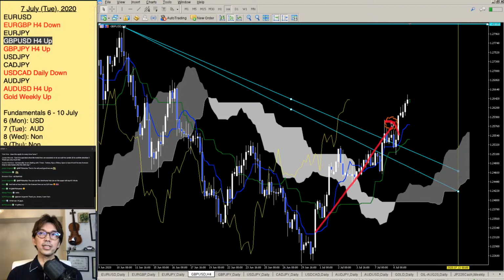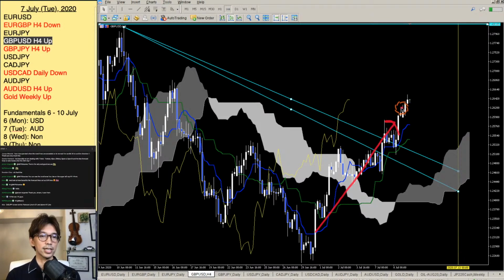Because this is an uptrend, the price broke the forecast line upwards. So this is an uptrend, so we can look for the buy chance and expect the price to be placing above the Kumo, somewhere in between here.